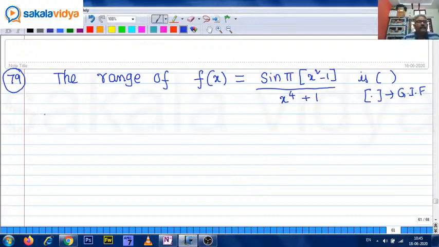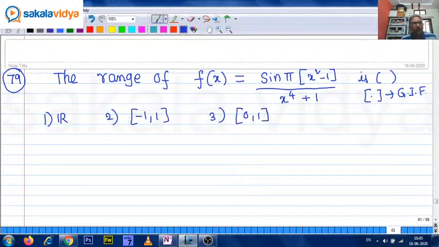Greatest integer function. First one, set of real numbers. Second, minus 1 comma 1. Third, 0 comma 1. Fourth, 0. Right. Here see, solution. The range of f of x equals to sine of pi integral part of x square minus 1 upon x to the power of 4 plus 1.